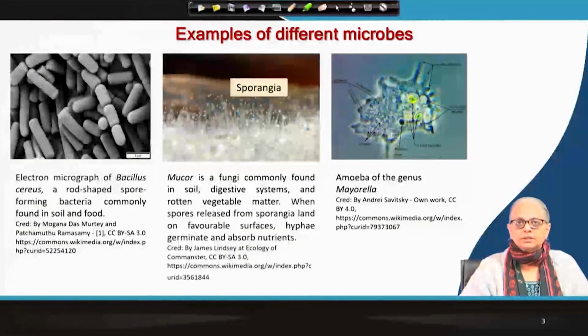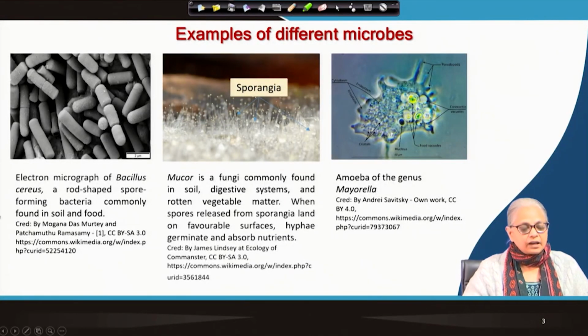Here I have some examples, mostly graphics, where in the first case we have an electron micrograph of a Bacillus cereus. So these are rod-shaped spore-forming bacteria. They are very common in soil and food, and we will go into some details about these kinds of bacteria in subsequent topics. In the second graphic, what you can see is a fungi. This is mucor. Mucor is very common. It's a mold that grows on food. So in this case, it's mentioned that mucor is a fungi that's found in soil, digestive systems, rotten vegetable matter.